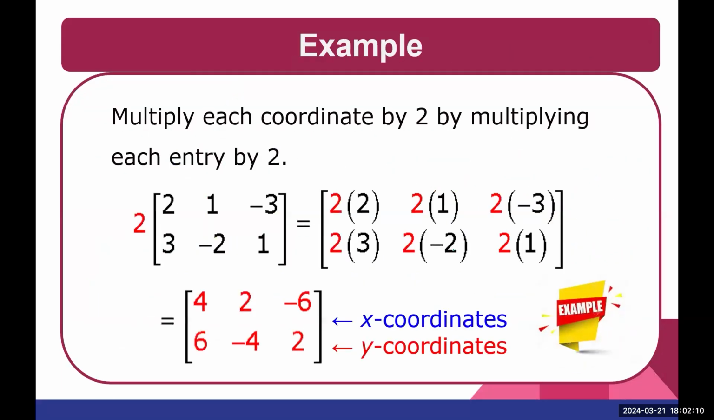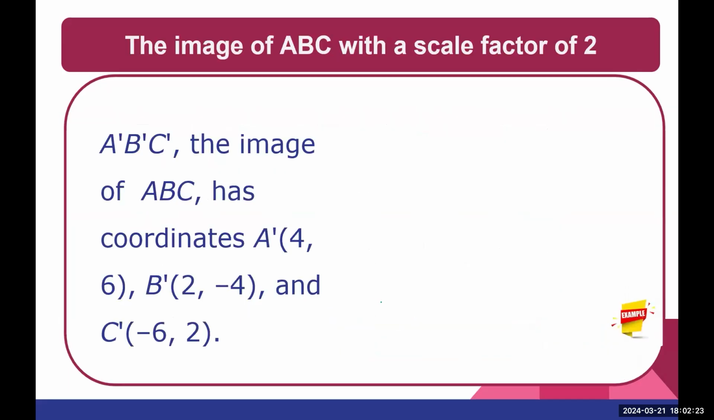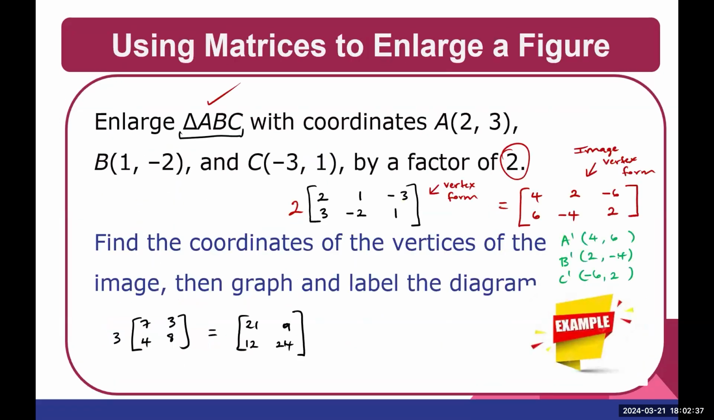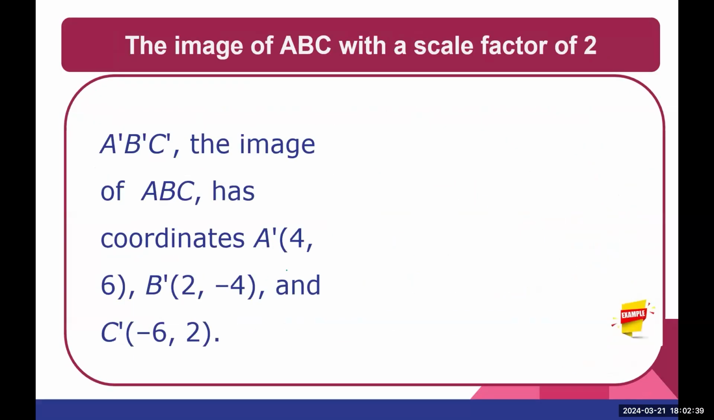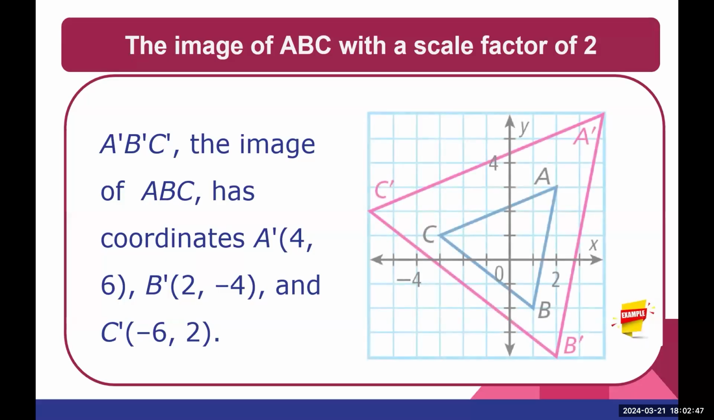And all we would need to do is to just plot this and our question would be finished. As you can see here, we multiplied each coordinate by 2, which is our scale factor. As we did on the previous page, we got the x coordinates and the y coordinates. Now, in order to plot, we would need to write it back as a coordinate. So A prime would be 4, 6, B prime 2, negative 4, and C prime negative 6, 2, which is exactly what we have here. All we would need to do is to plot this on our graph, right? We can all find 4, 6, 2, negative 4, and so on.